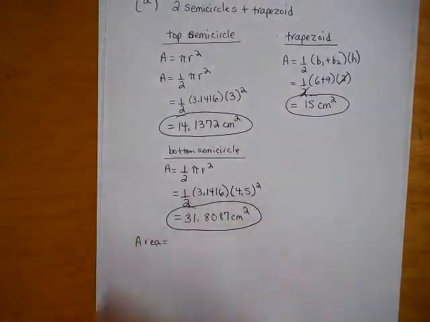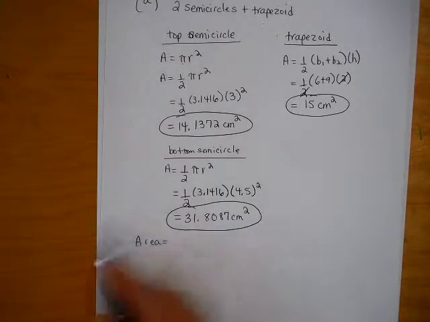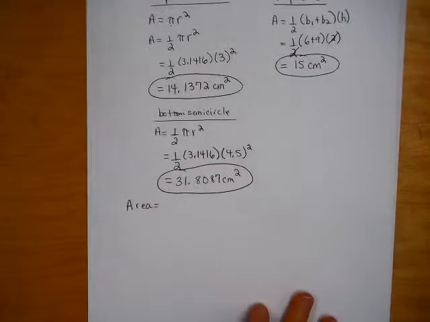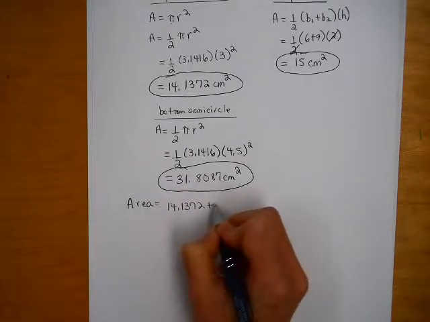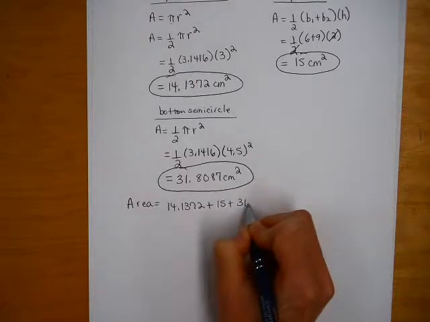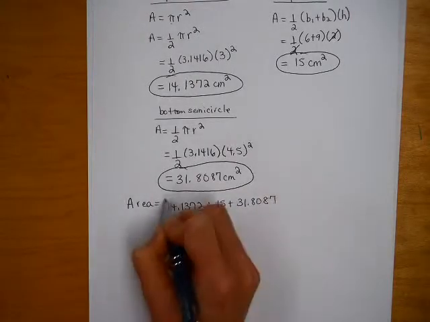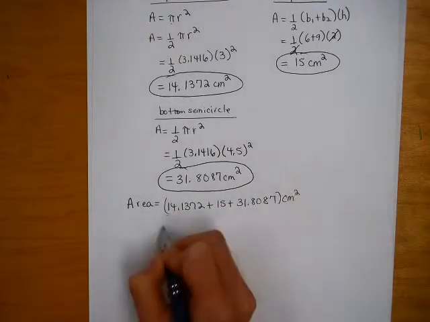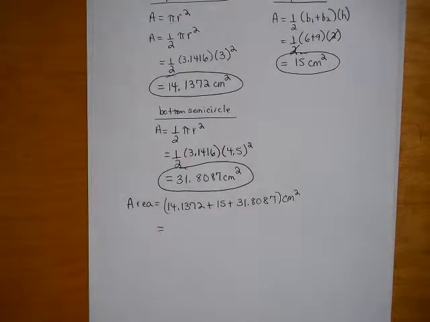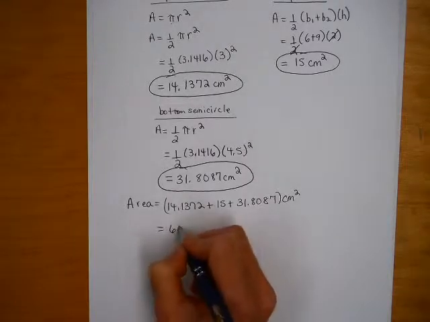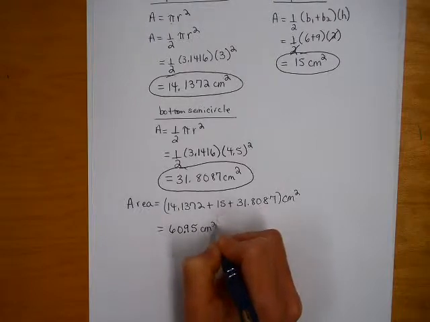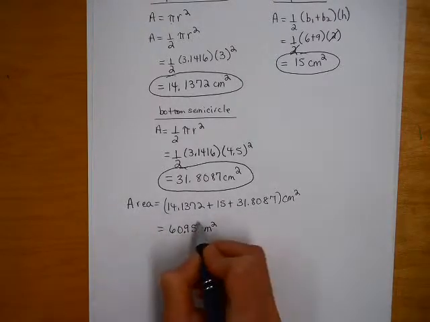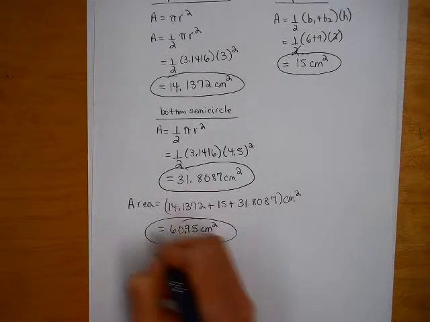So to find the total area, I'm going to add all of my individual pieces, the area of each part of the composite figure, together. So that would give me an area of 14.1372 plus 15 plus 31.8087 square centimeters. And when I add all of that together and round it to 2 decimal places, you should get 60.95 square centimeters for the area of that composite figure. Final answer.